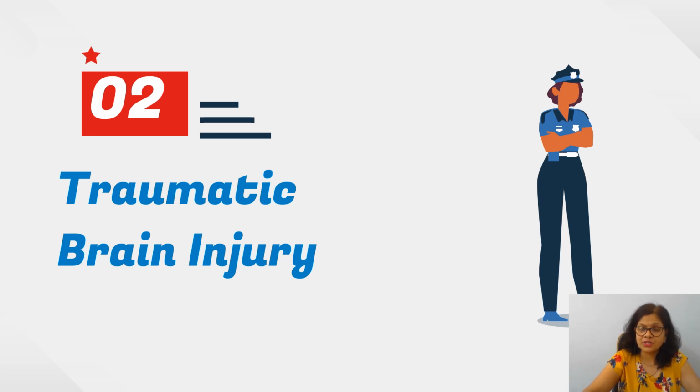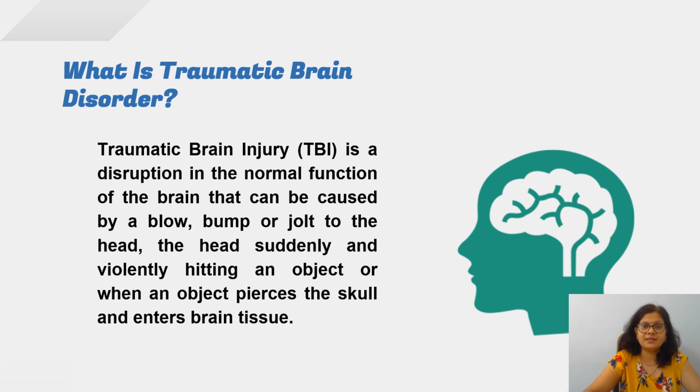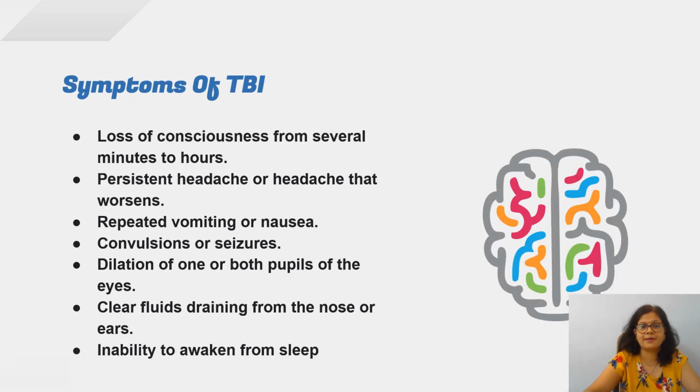Then we can proceed to the second part of our module 3, part 1, that is traumatic brain injury. This traumatic brain injury is called TBI. It is a disruption in the normal function of the brain that can be caused by a blow, bump or jolt to the head. The head suddenly and violently hitting an object, or when an object presses the skull or enters the brain tissue, then it happens, TBI.